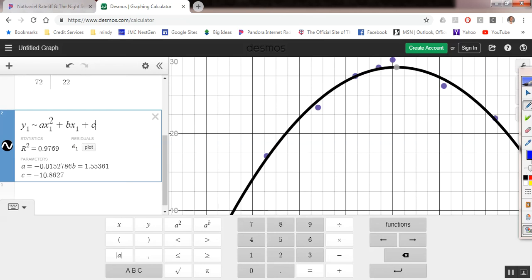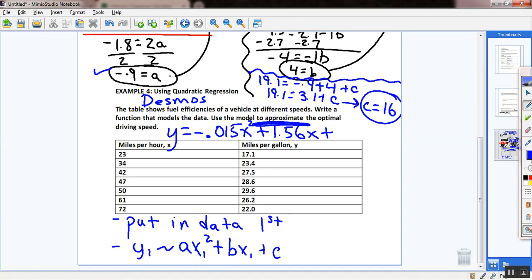What do we have for C value? Minus about 10 point what? Minus about 10.86, okay? So I should change that to a minus. Whew.